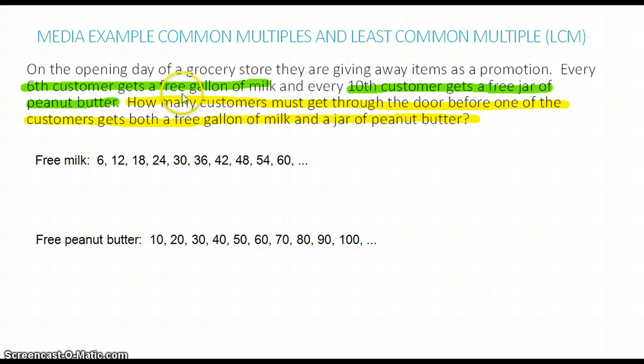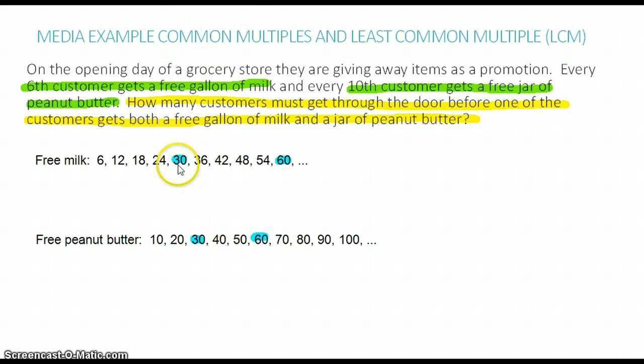So we're trying to find how many customers must get through the door before one gets both. So if somebody gets both milk and peanut butter, their number should be in both of these lists. So let's find those numbers. So I'm going to scan through this list and then scan through this list to see if these numbers are down here. So 6, no, 12, no, 18, 24, 30. 30 is in both lists. I'm just going to continue on a little more, see if we have any more in our list. And I notice 60 is also in both of the lists.